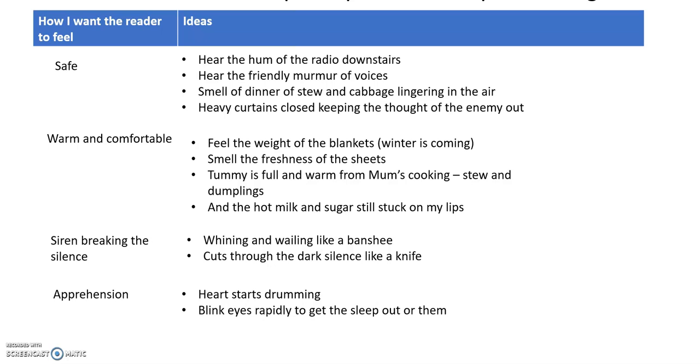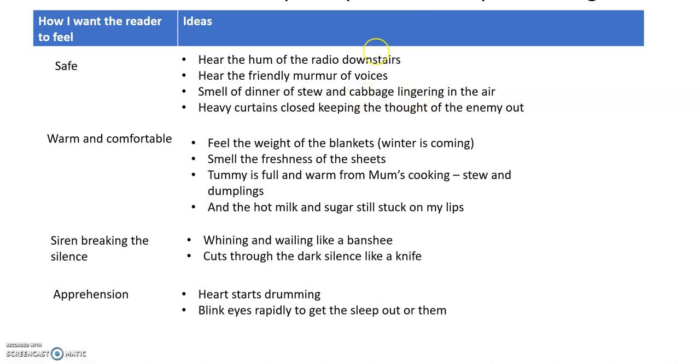Okay? So when you finish this, go through and check against your success criteria. What have you used? Have you used your senses? Yes, I've got things I've heard, things I've smelt, and things I can see. I've got things I can feel. Okay, so I've definitely used my senses. I've actually got other devices I didn't list. I've got powerful verbs here.